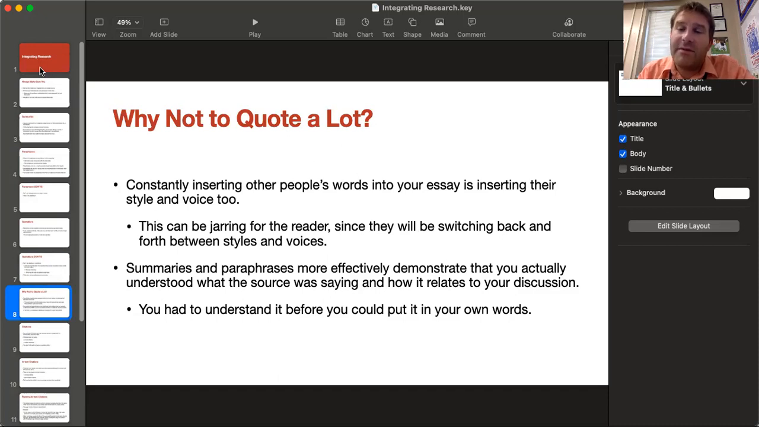You had to understand it before you could put it in your own words. Both are good reasons. Number two is the main reason. If you can summarize and paraphrase it, you understood it.